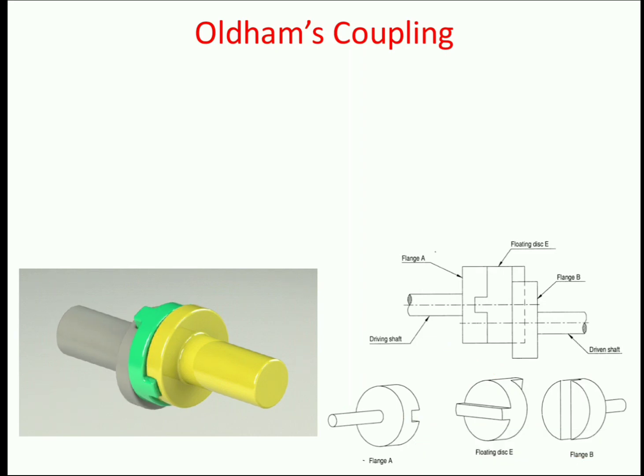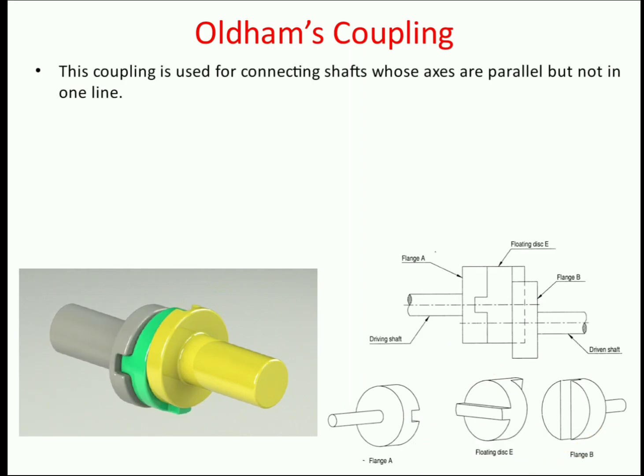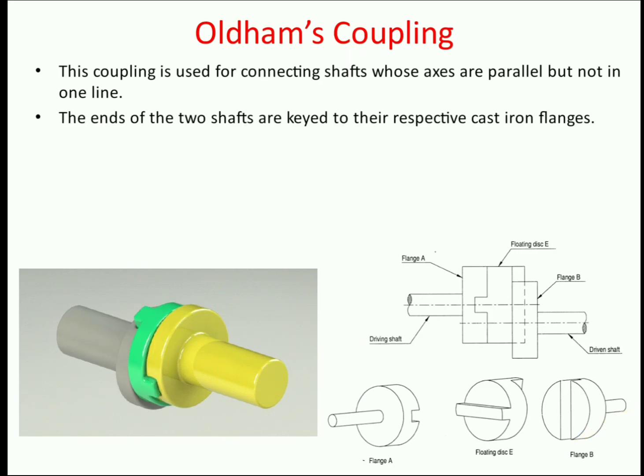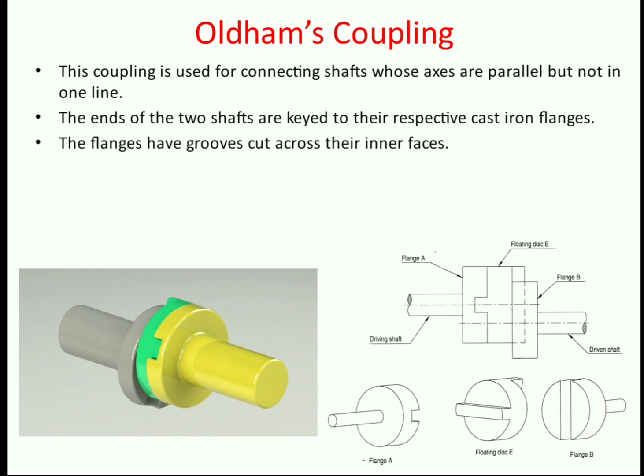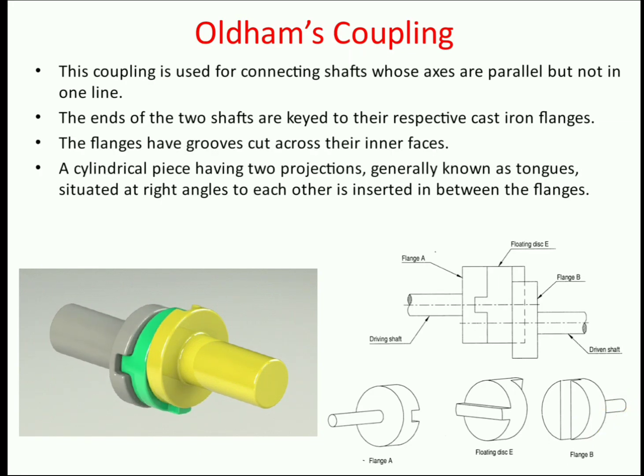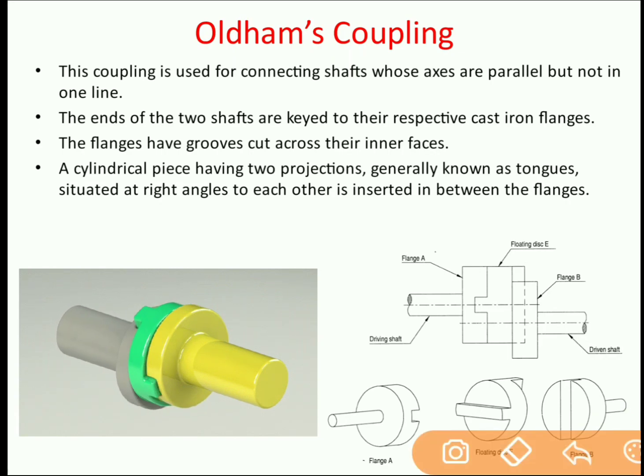and B. So Oldham coupling is used for connecting two shafts whose axes are parallel but they are not in same line. The ends of two shafts are keyed to their respective flanges. The flanges have grooves cut across their inner face. A cylindrical piece having two projections, generally known as tongue, situated at right angle to each other, is inserted between two flanges.